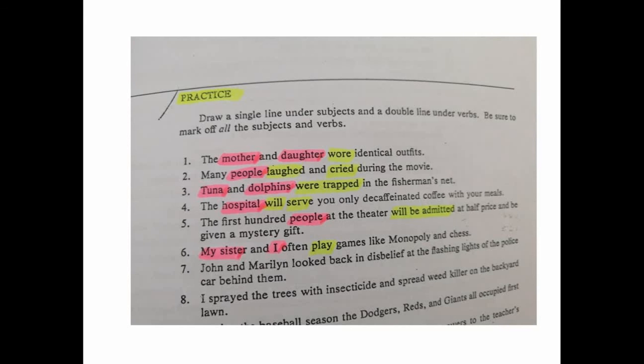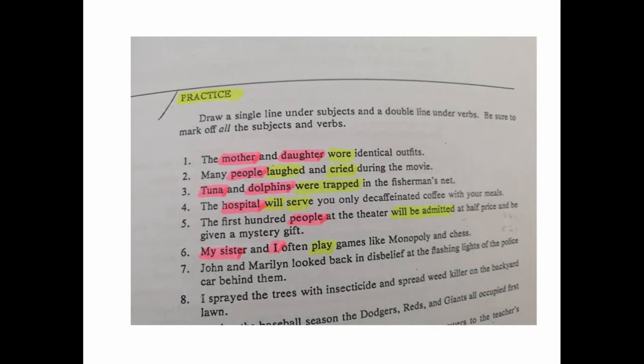In the second sentence, many people laughed and cried during the movie. Who laughed and cried during the movie? People. So people is the subject. Now what do I say about them? They what? Laughed and cried. So I have two verbs here. That is a compound verb.